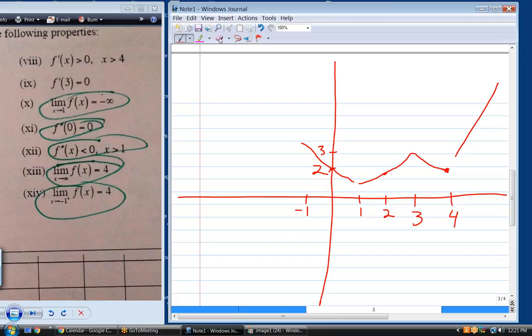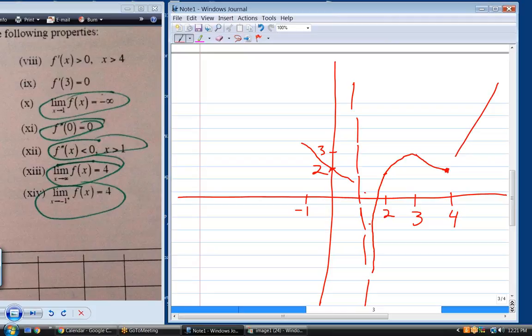Well, what about if I draw this curve with a vertical asymptote at 1, and the curve is going to go always increasing to there. Now we've satisfied that. The limit as we approach 1 is negative infinity. Can you see that in the graph? Yeah.